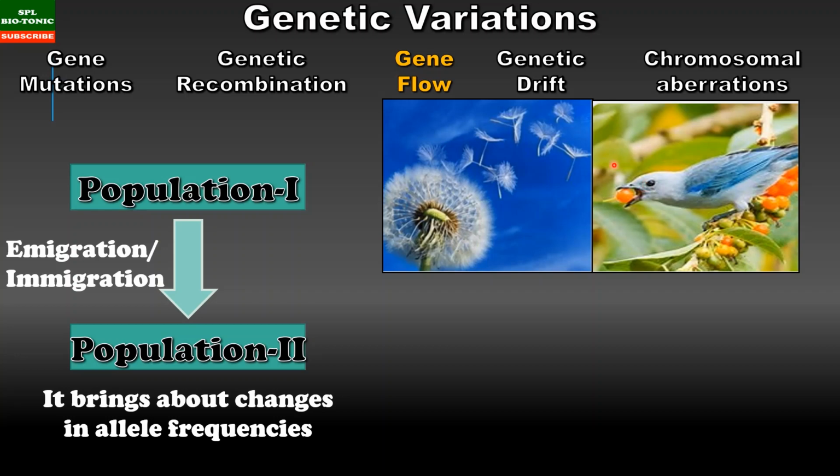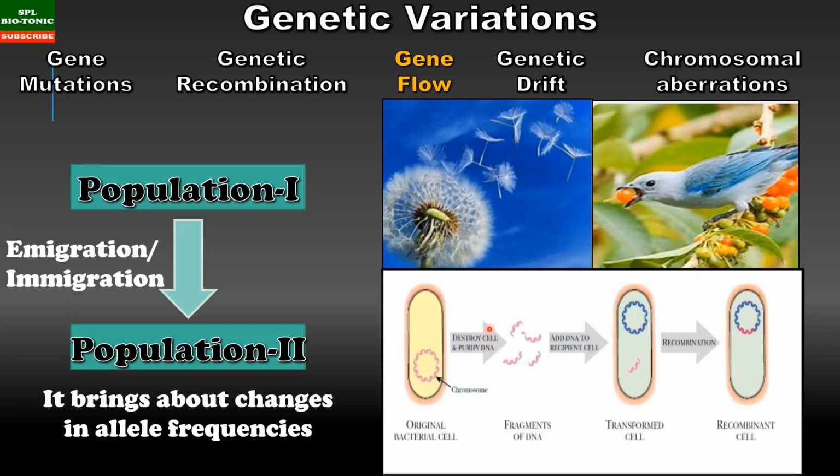So, in the case of plants, gene flow occurs from one region to another due to abiotic factors or biotic factors. Abiotic factors include wind and water, whereas biotic factors include animals such as birds. Now, the third example of gene flow is in bacteria. Here, a segment of DNA goes from one bacterium to another bacterium. This process is called transformation.